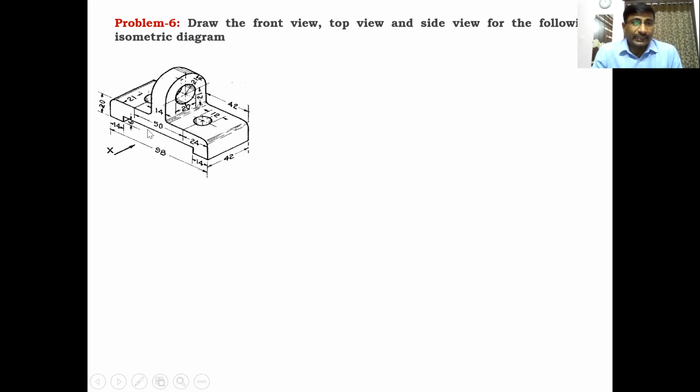And height is, how much height is there? This 20 is the bottom surface height from bottom to this surface, and from this surface to the center of the semicircular small circle is 21 given, and from this center point to the semicircle edge point, the radius is 21 given. So total from the top to this upper surface is 21 plus 21, 42.